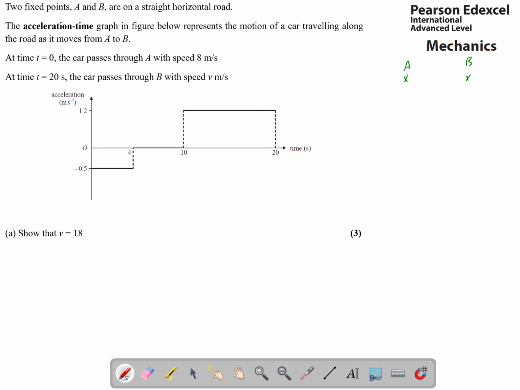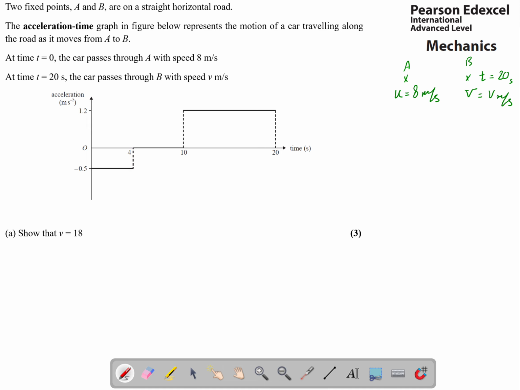At time equals 0, the car passes through A with speed 8 meters per second. So here at point A, our initial velocity equals 8 meters per second. At time t equals 20 seconds, the car passes through B with speed v meters per second. So our final velocity equals v meters per second, and time here equals 20 seconds. Okay, show that v equals 18.